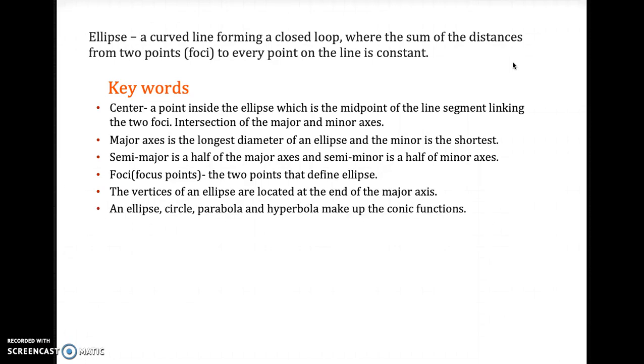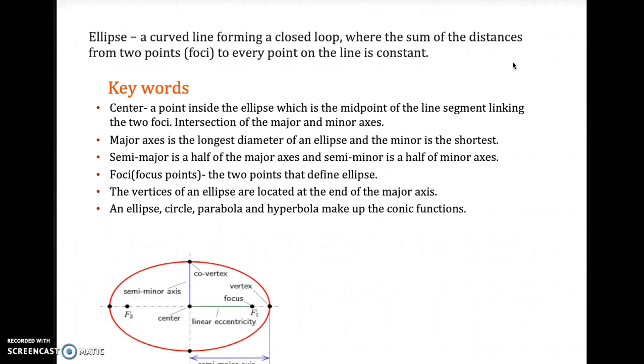Ellipse, circle, parabola, and hyperbola make up the conic sections. So here is the example. As we can see from here, the longest part is the major axis and the shortest is the minor axis.